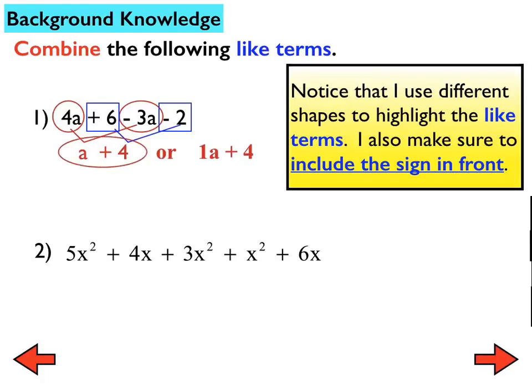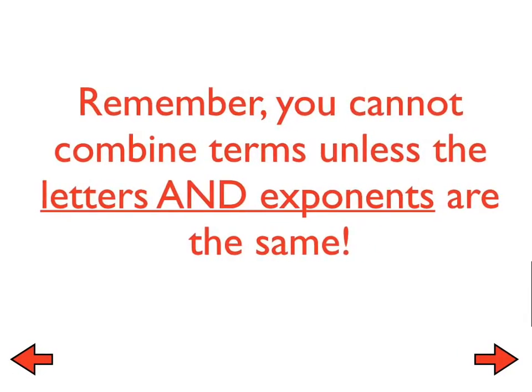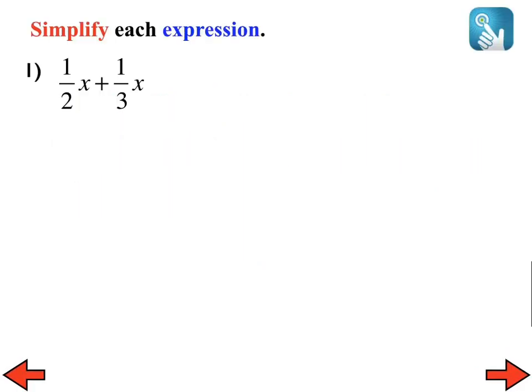Number 2 has x squares and x's. Just be very careful. Those are two separate terms. X squares are not the same as x's. So I can put all the x squares together and then separately combine all the regular x's. Okay, everyone know how to do this, right? Remember, you can't combine them unless the variable is the same and the exponent is the same. So look at number 1 on your notes. Are these like terms? Yes, they are. So we have both x's in them. So what you're going to do is combine them just like we learned yesterday.